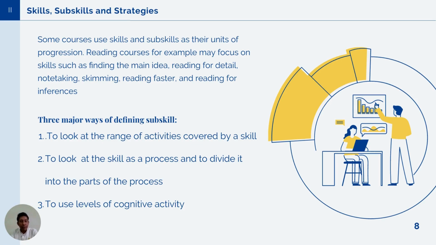The other units of progression are skills, sub-skills, and strategies. As we know, some courses use skills and sub-skills as their units of progression. In a reading comprehension course, for example, it may focus on skills such as finding the main idea, reading for detail, note-taking, skimming, reading faster, and reading for inferences as the units of progression. So the success of a learner in the course is based on their mastery of the skills.